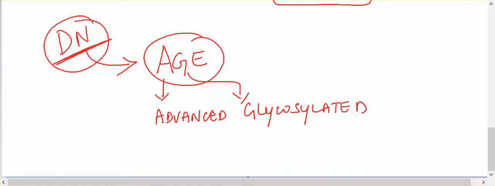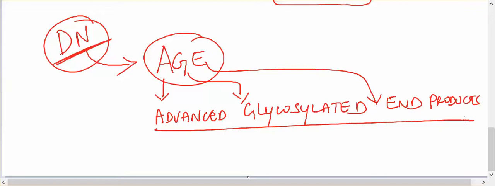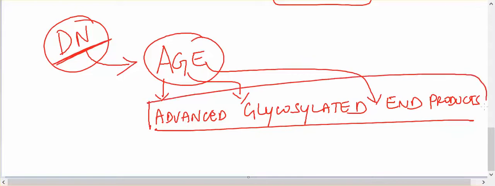I didn't give it in the notes. Glycosylated end products. Okay, advanced glycosylated end products, normally we call them AGE. So, advanced glycosylated end products. This product is increased in their blood. In a diabetic patient, these products are increased in the blood.